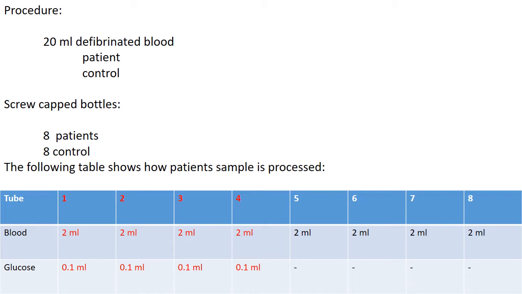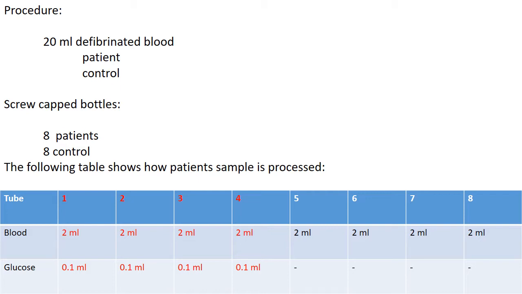Procedure. Using sterile precautions, collect 20 ml blood from the patient and defibrinate it. I have told the procedure in my previous slides about how defibrination is done. So 20 ml of defibrinated blood is collected. In the same way, for the control or normal sample also, 20 ml defibrinated blood is collected.